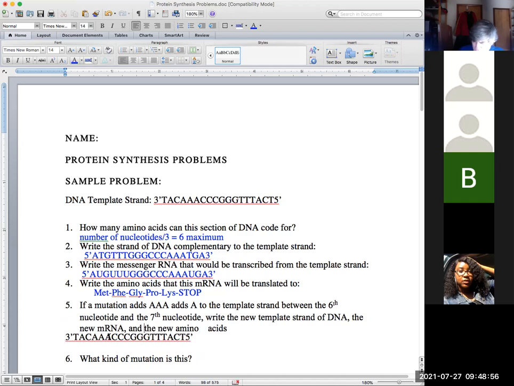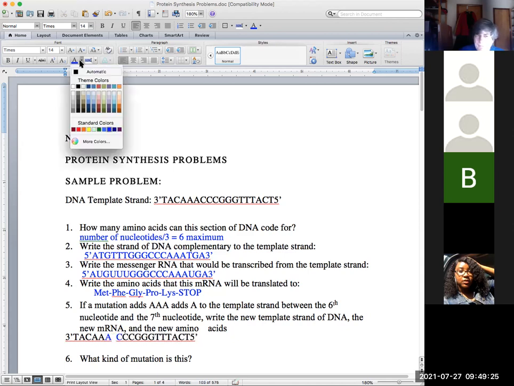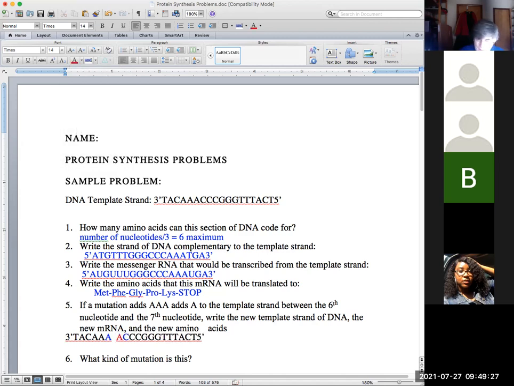So let's count over. So the 6th nucleotide is the A. So remember, the nucleotides are the letters. And really, it also includes the sugar and the phosphate they were attached to. Okay, so we're going to add another A here. Oh, it did say.